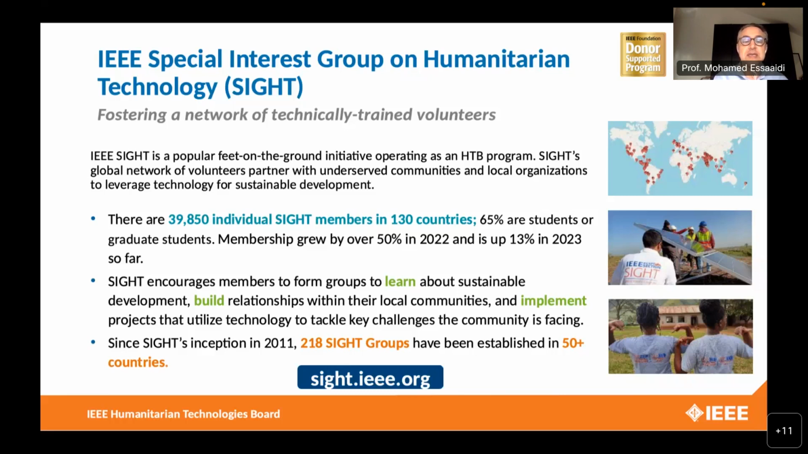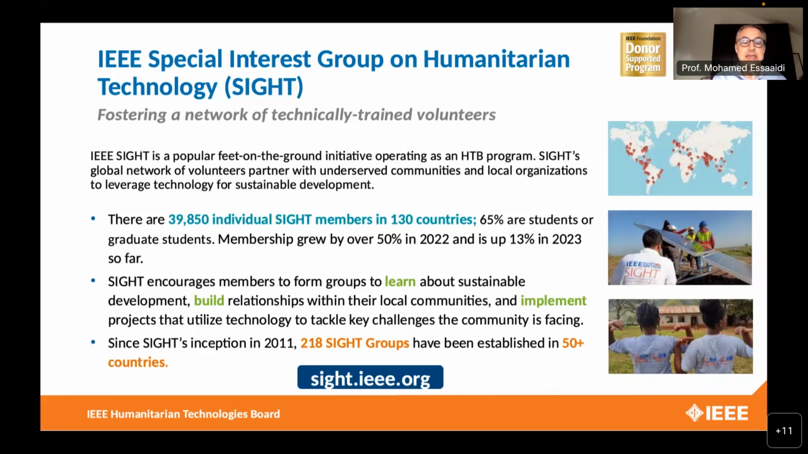We have here some figures regarding the number of members and also the countries where we are present. There are about 40,000 individual SIGHT members in 130 countries, of whom 65% are student members or graduate student members. The membership grew by over 50% in the last year and is up 13% during this year so far. SIGHT encourages members to form groups to learn about sustainable development, build relationships within their local communities, which is very important, I think, to develop impactful projects and implement projects that utilize technology to tackle key challenges the community is facing in different areas, as it was mentioned earlier.